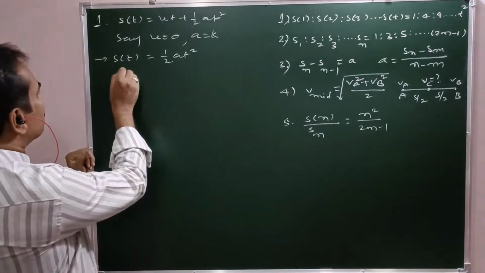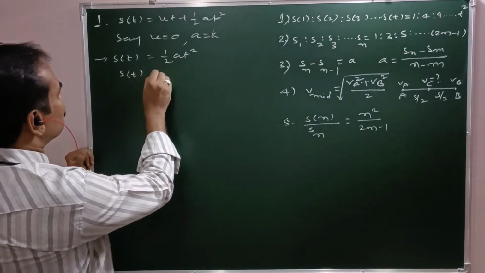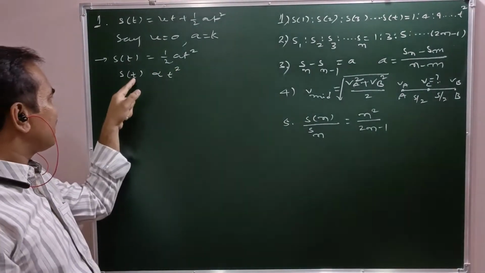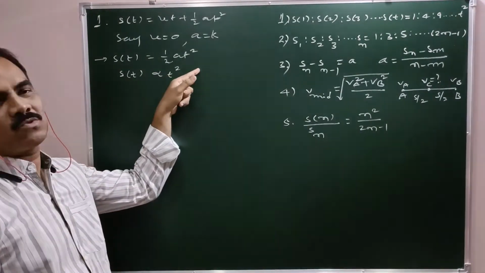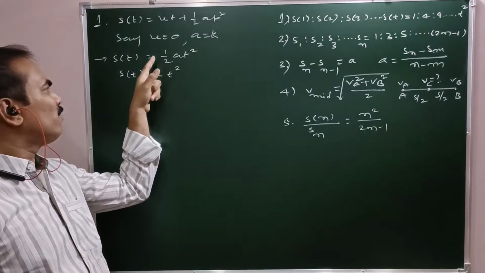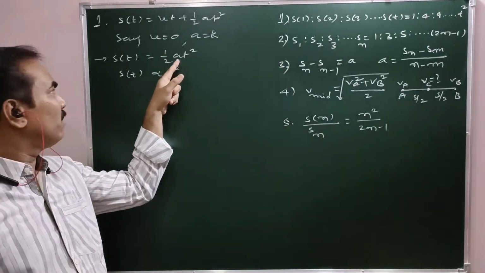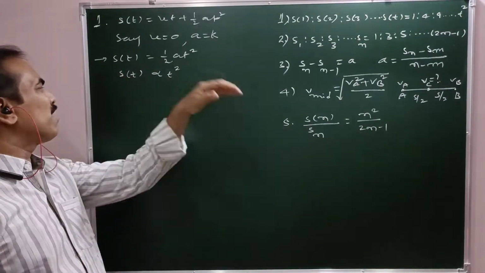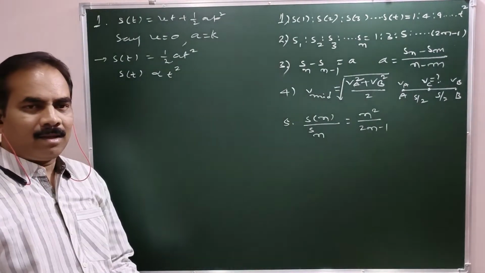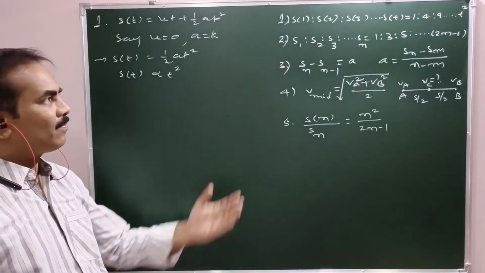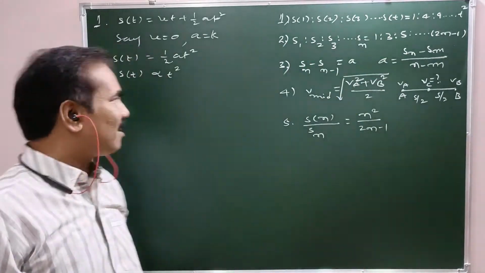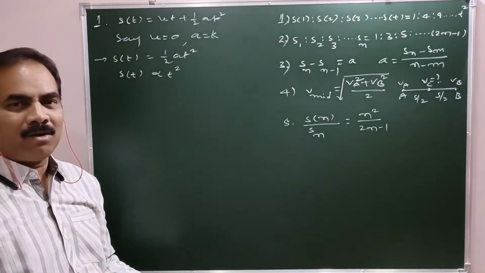S of t equals half at square, where a is constant, therefore half a is also constant. S of t is proportional to t square. If I remove half into a, that constant term, we are left with S of t directly proportional to t square. Now, if you want to get the ratio of distances covered in the first second, in 2 seconds, in 3 seconds, and so on, simply replace t by 1, 2, 3, and so on.